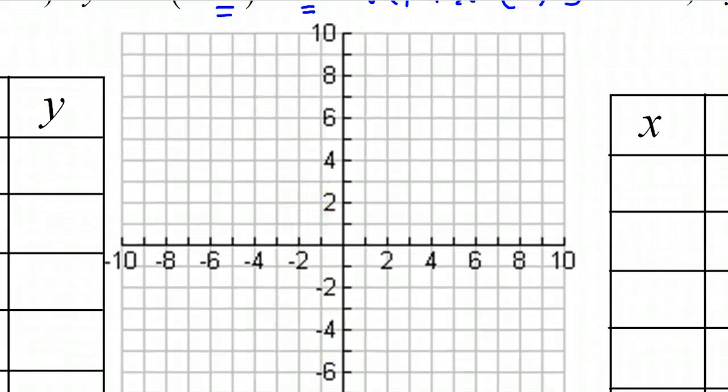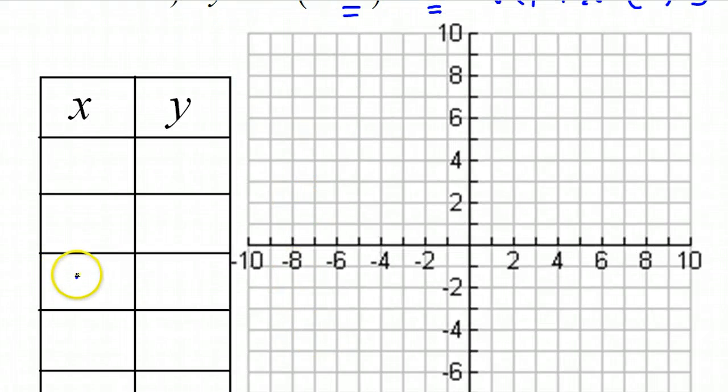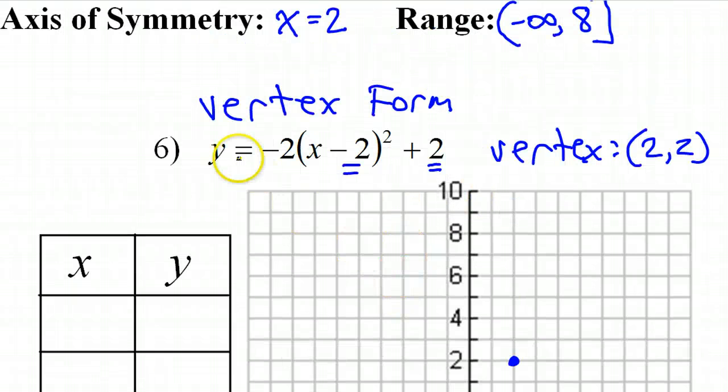Let's go ahead and put our vertex on the chart in the middle. So 2 comma 2. Let's go ahead and graph our vertex. Okay, 2 comma 2. We should know whether or not this parabola is going to be upward facing or downward facing just from the equation alone. Can you tell me? This parabola is going to be downward facing like this because the a value is negative. That tells you it's going to be downward facing.